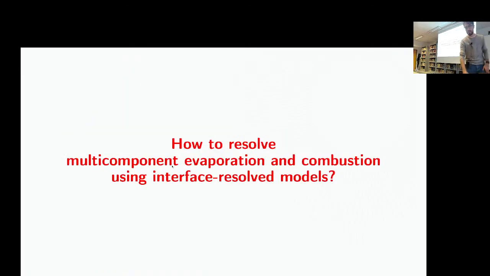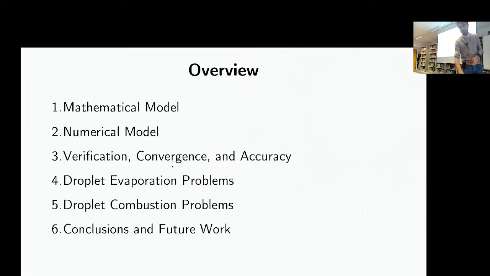So, in this presentation, I will talk to you about how we can resolve multi-component evaporation and combustion in interface resolved simulations. I will briefly show you the mathematical equations and then how we resolve them, so the numerical discretization strategies, and a brief validation of the numerical discretization, and then show application to two specific problems, which are droplet evaporation and droplet combustion, with comparison with experimental data. And then we will draw the conclusions from this work.